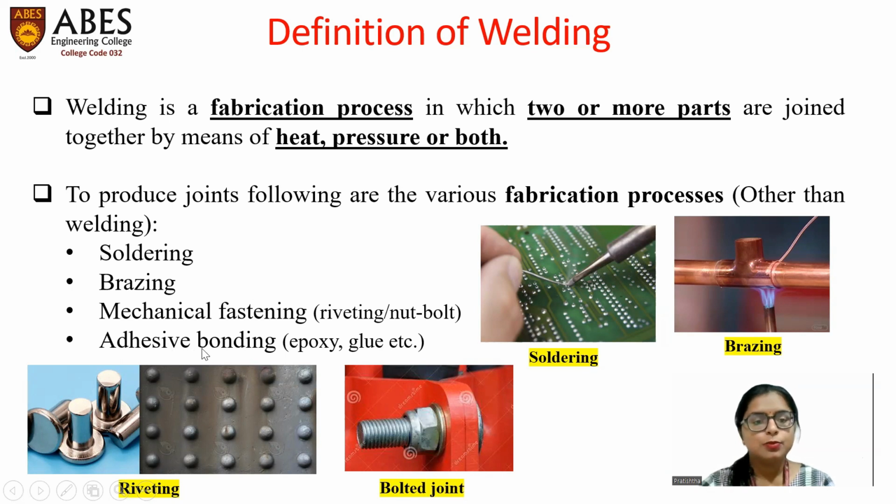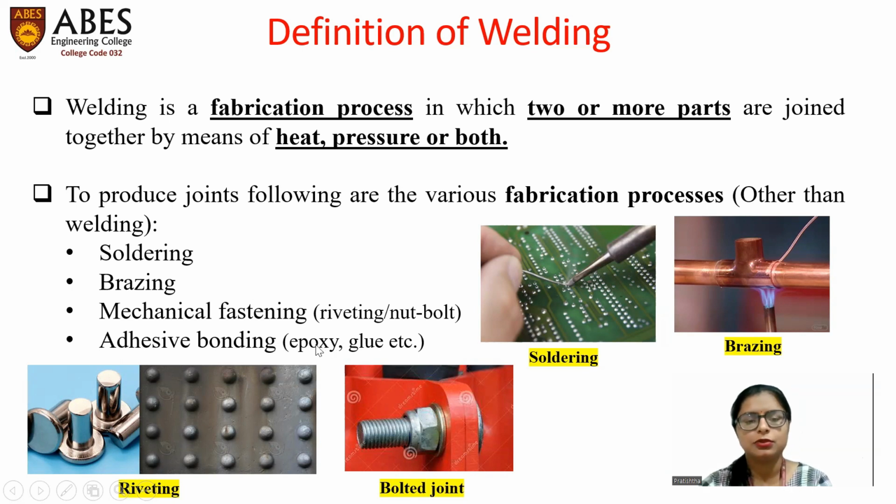The fourth type of fabrication process is adhesive bonding. Adhesive bonding takes place with the help of some chemical components like epoxy and glue. Wherever we want to join two parts, we just apply epoxy and glue on the surfaces to be joined, and they are allowed to dry, so that a chemically strong bond can be obtained. So adhesive bonds are chemically strong bonds.